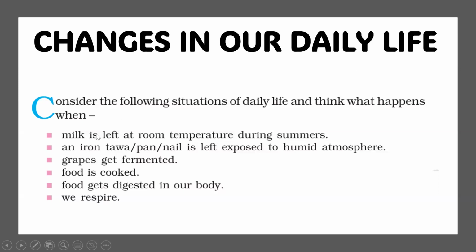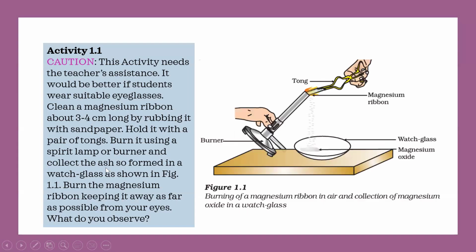So consider these changes. When milk is left at room temperature during summer, when an iron tawa, pan or nail is exposed to humid atmosphere, grapes get fermented, food is cooked, food gets digested in our body, we respire. These are all the changes we see in our daily life. Okay, in detail we will learn.